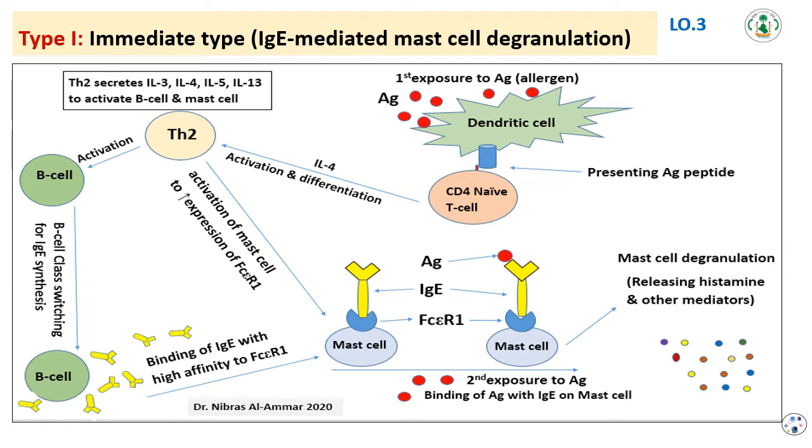Now, after binding of antigen with IgE on the mast cell, there will be a signal through its receptor Fc epsilon R1 inside the cell to increase the synthesis of its mediators, leading to mast cell degranulation, releasing histamine and other mediators.